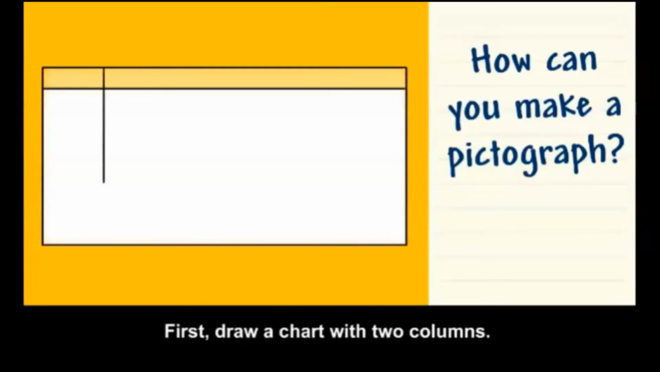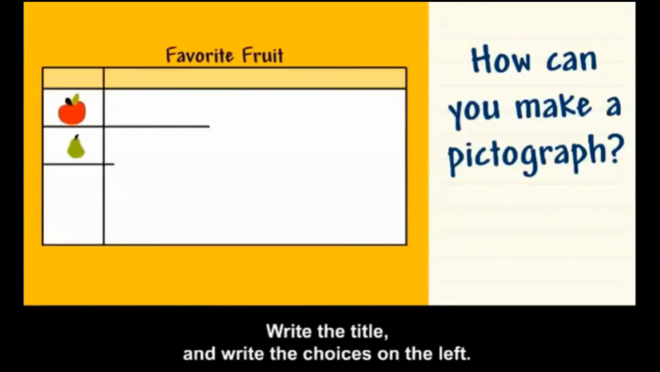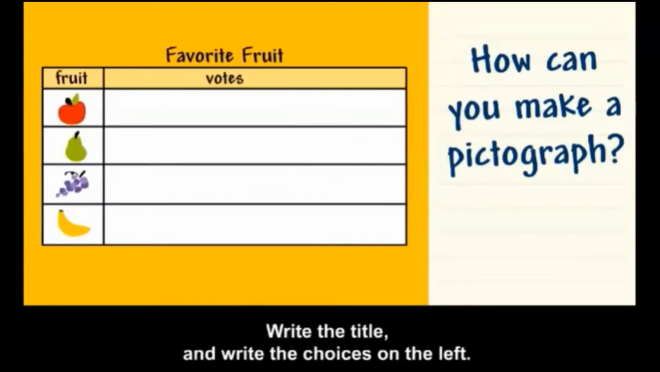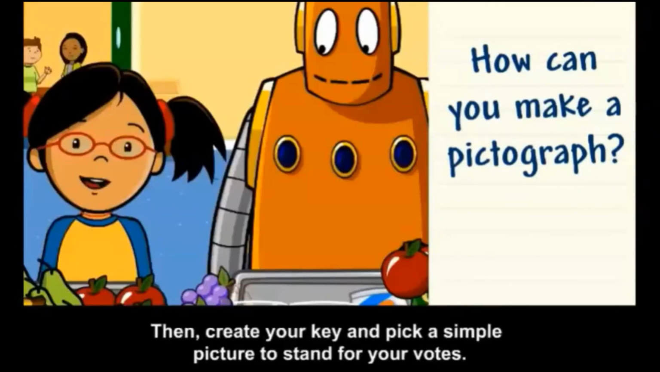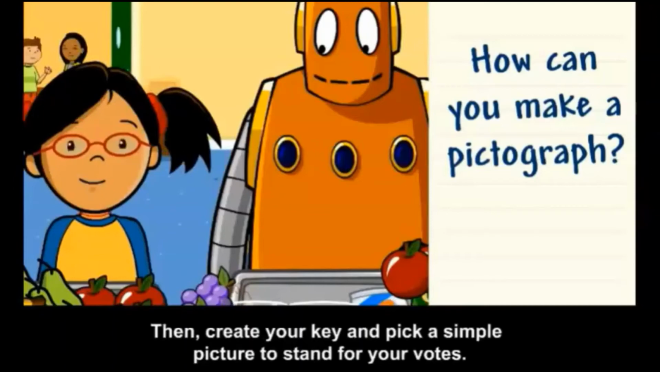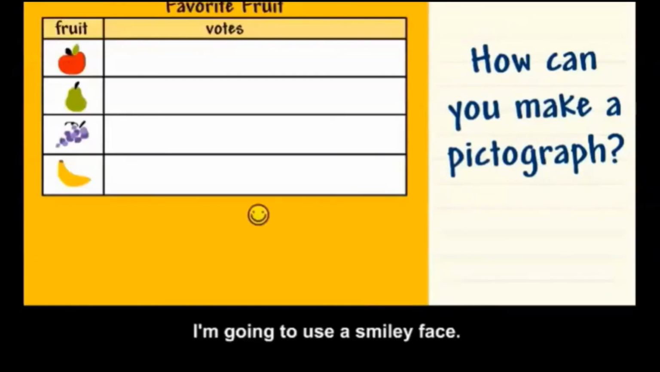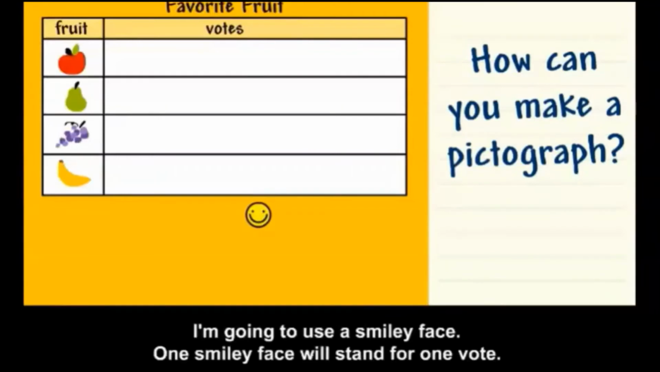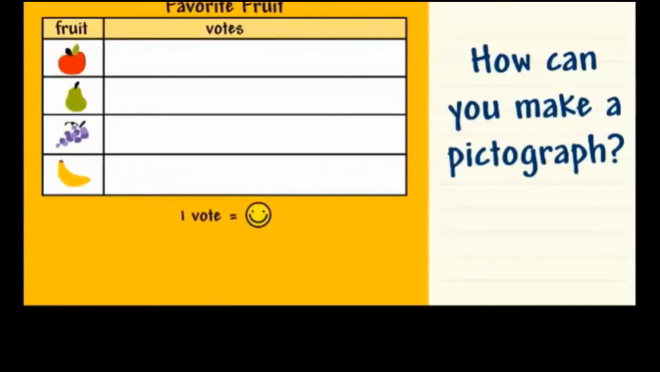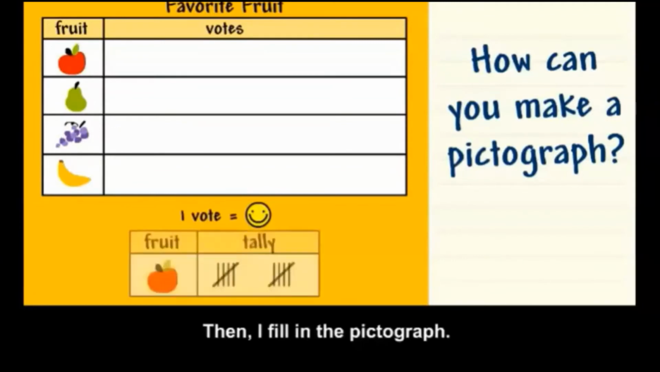First, draw a chart with 2 columns. Write the title and write the choices on the left. Then, create your key and pick a simple picture to stand for your votes. I'm going to use a smiley face. 1 smiley face will stand for 1 vote. Then, I fill in the pictograph.